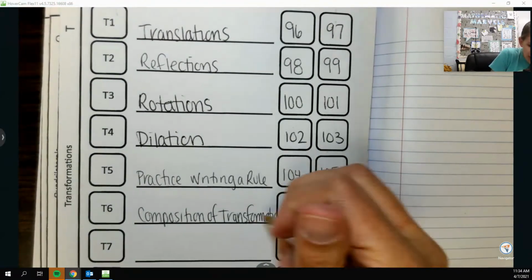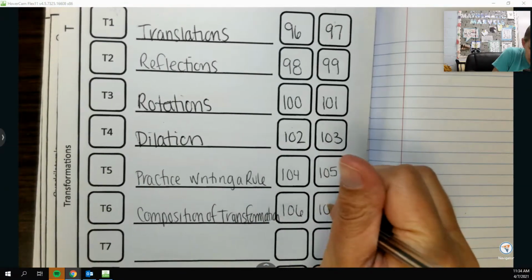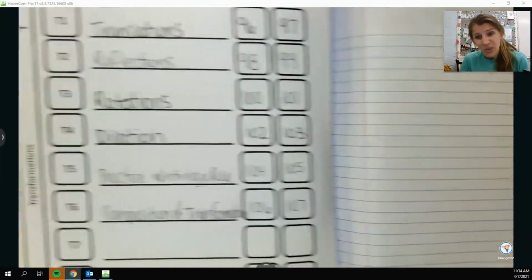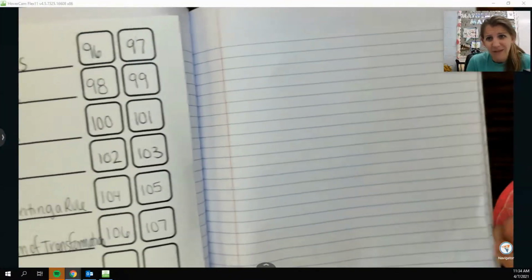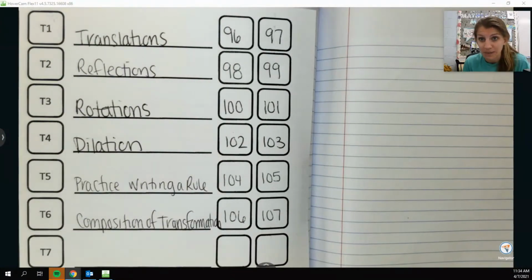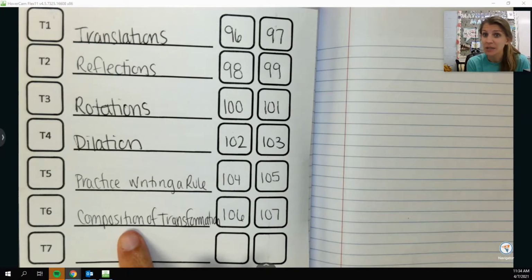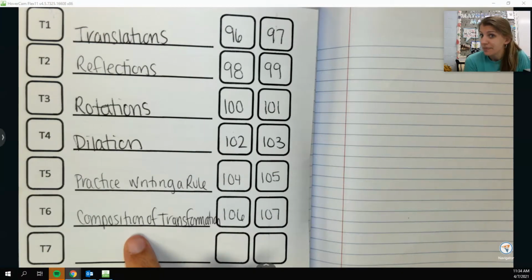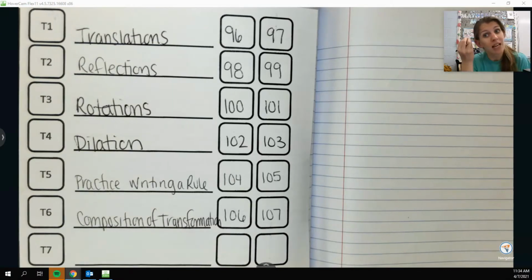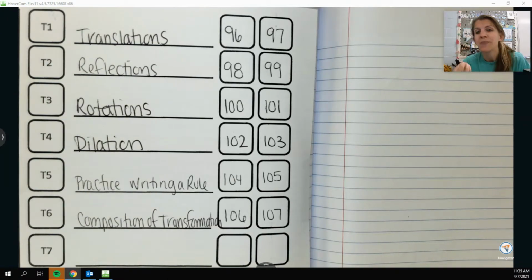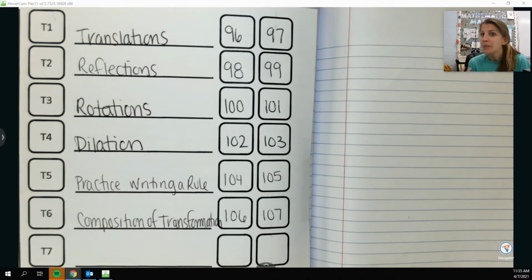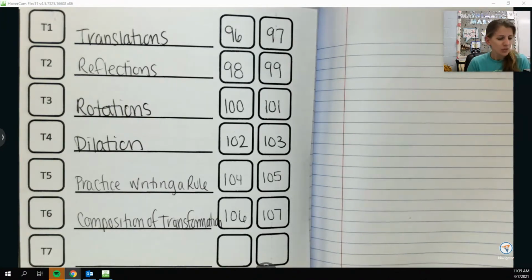So we're just going to talk about compositions of transformations on 106 and 107, and that'll be it. We're really not going to fill out page 95. I feel bad about it, but whatever. And the word composition just means we're going to do more than one. When I have my original pre-image shape, I'm going to do more than one transformation to it, typically just 2, but you could do more than that if you really wanted to.